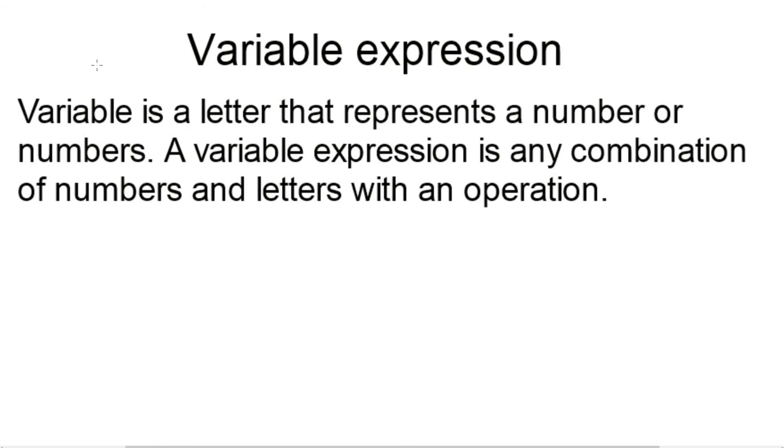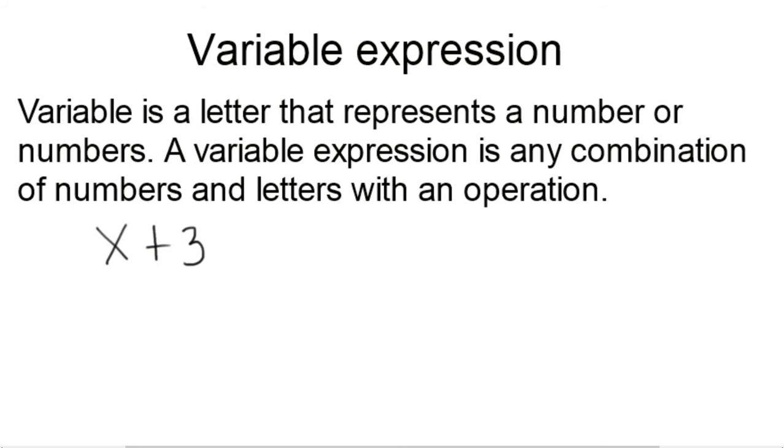The second type of expression that we're going to look at is a variable expression. A variable is a letter that represents a number or numbers. And so a variable expression is any combination of numbers and letters with an operation. And so the following is a variable expression, x plus 3. We see we have the letter x, the number 3, and the operation is addition. And throughout this entire lesson, we're only going to use those four operations: addition, subtraction, multiplication, and division.